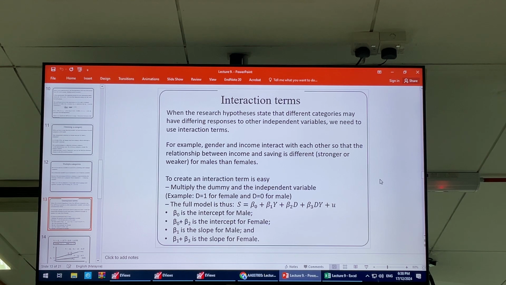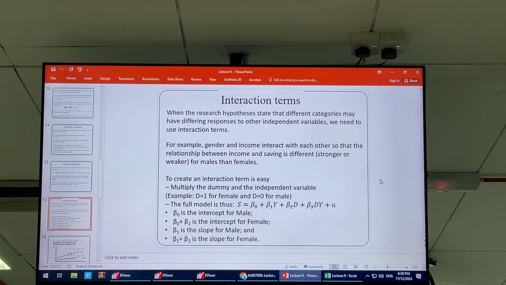Alright, so interaction term. This allows us to have interaction between dummy and independent variables, in order to allow different groups to have different slopes as well. The first example that we considered only allowed the intercept to be different. Right now we want the slope to be different as well. So in order to have that, you can introduce interaction between the dummy variable and the independent variable.